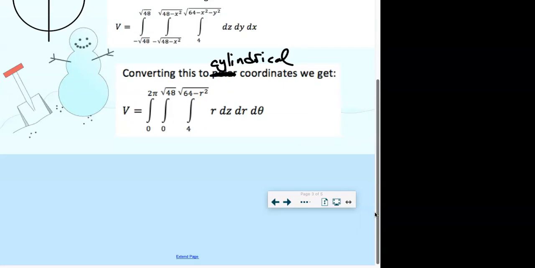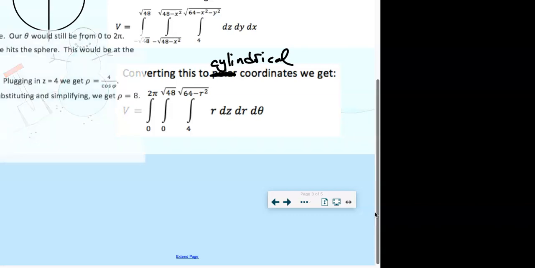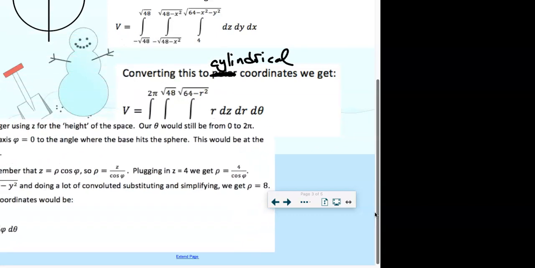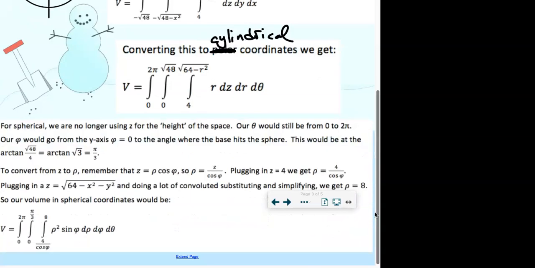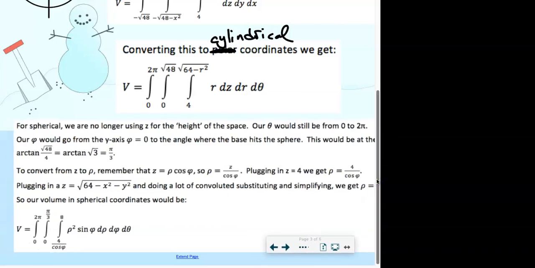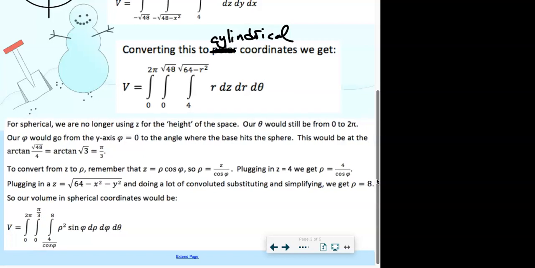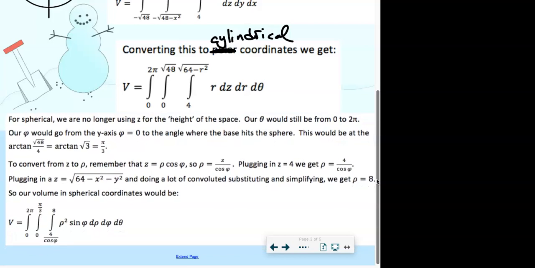I think our spherical is hidden somewhere down there. Where's my spherical? Here it is. Okay, so for spherical, here's what I wrote. Yes, I guess you could put degrees. I've always used radians.